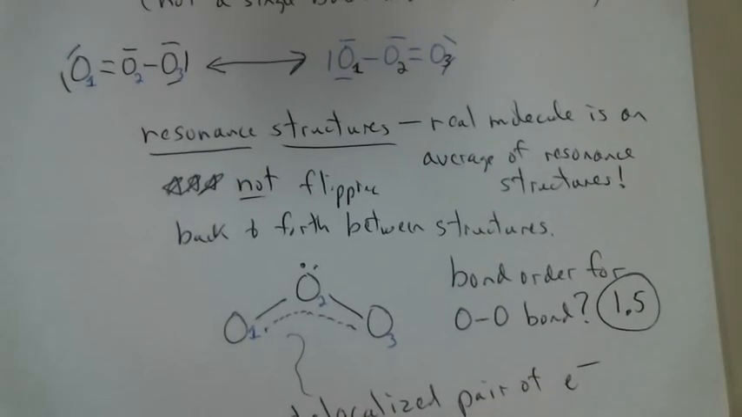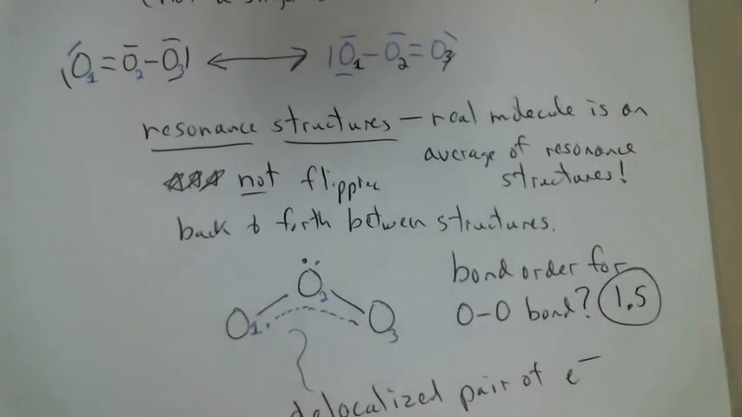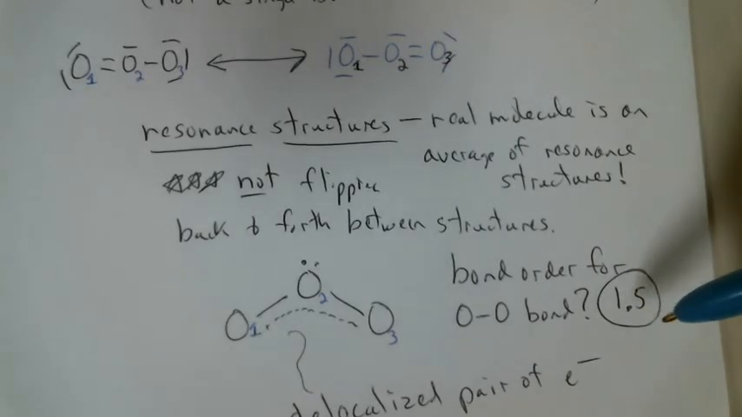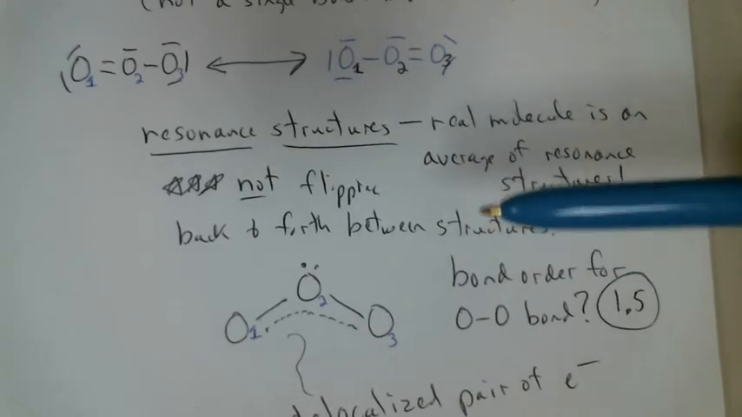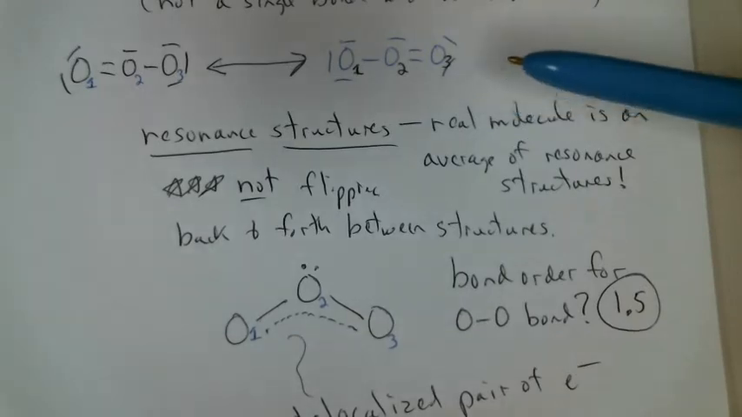Okay. Well, think about that. Maybe read the section in the book if I haven't made it clear enough, or post questions to the discussion page about why that would be the case. But it's just halfway between 1 and 2, right? Halfway between a single bond and a double bond. And that's experimentally what we see, right? We only see one type of oxygen-oxygen bond.